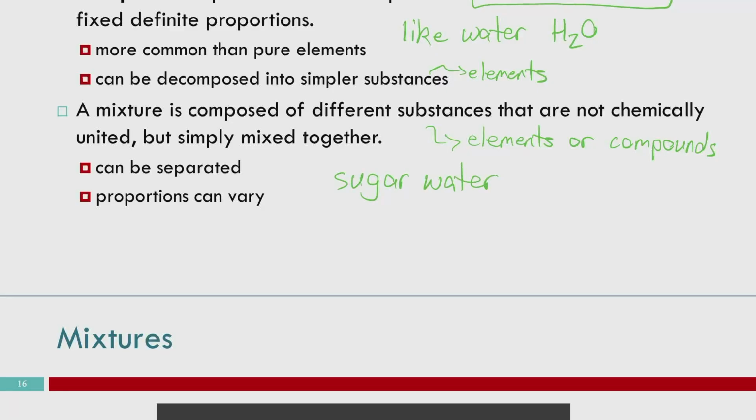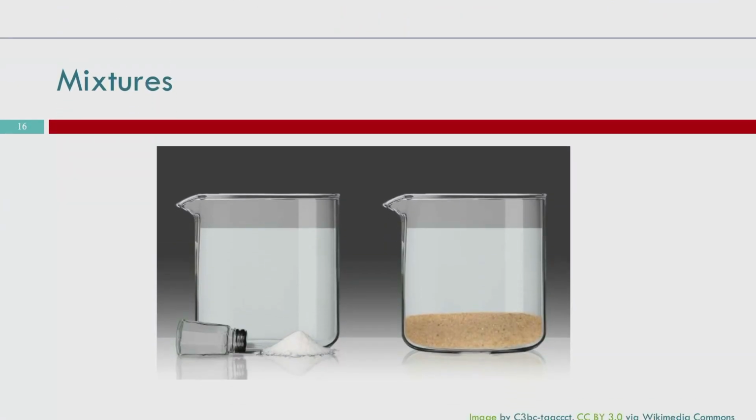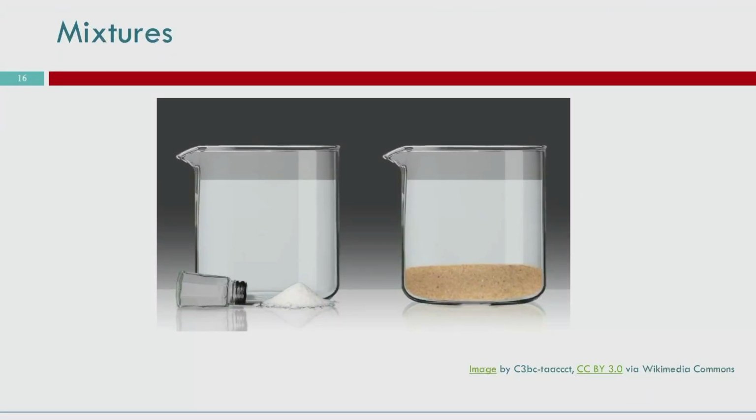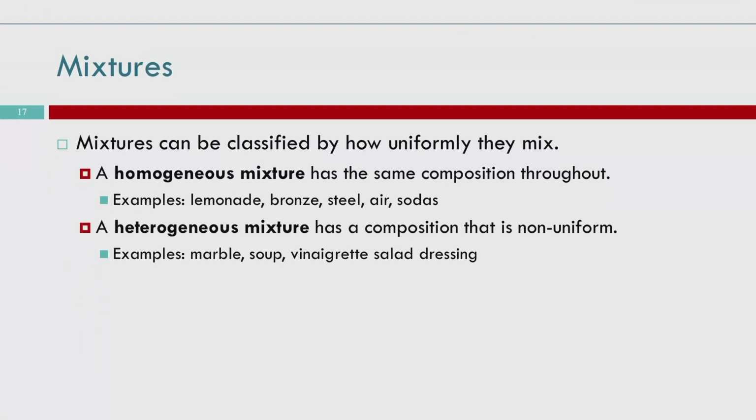Sugar water would be an example of a mixture. You've mixed sugar and water, and there's some other stuff in there as well. Other examples of mixtures: salt water, and water and sand. The way that you would separate these out varies, but you can separate them out. Desalination plants do the energy exhaustive job of separating salt and water, and separating water and sand is relatively easy. Just pour the water off. And those are two types of mixtures.